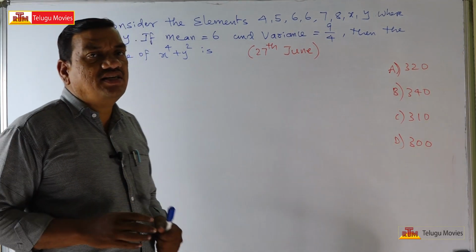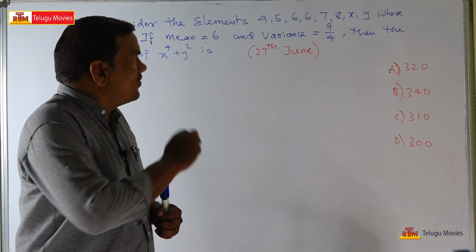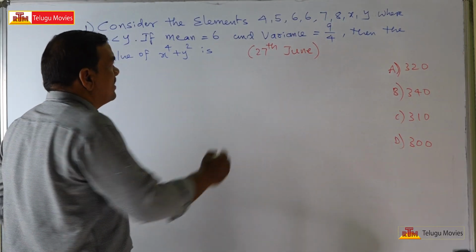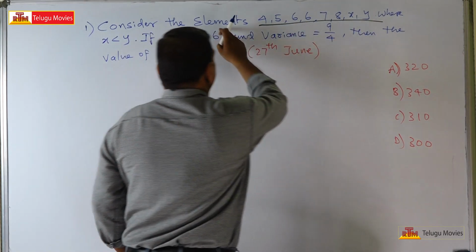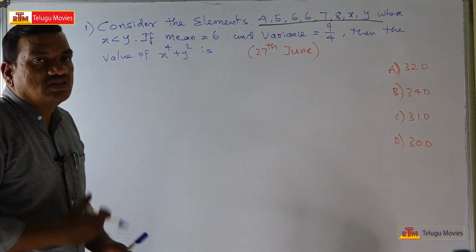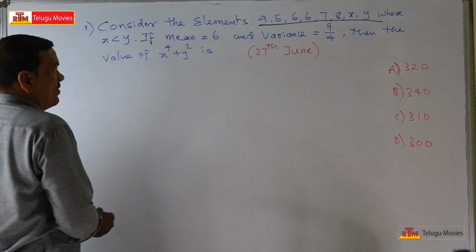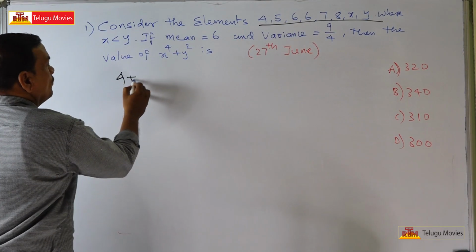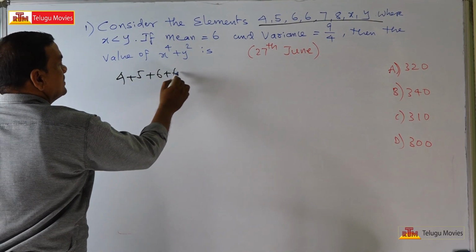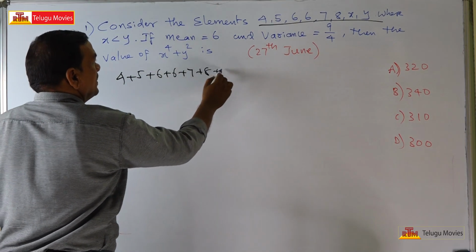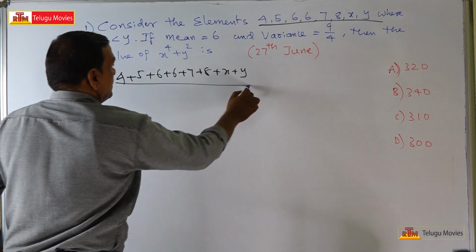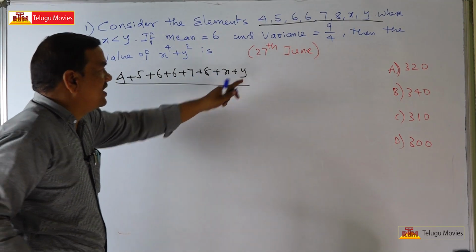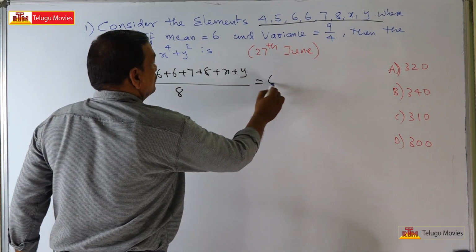This is a very easy question. Definitely everybody will answer it. The first thing given is that the mean of this data is equal to 6. What is the mean? Sum of the observations by number of observations. That means (4 plus 5 plus 6 plus 6 plus 7 plus 8 plus x plus y) by the number of observations, which are 1, 2, 3, 4, 5, 6, 7, 8. This is equal to 6.